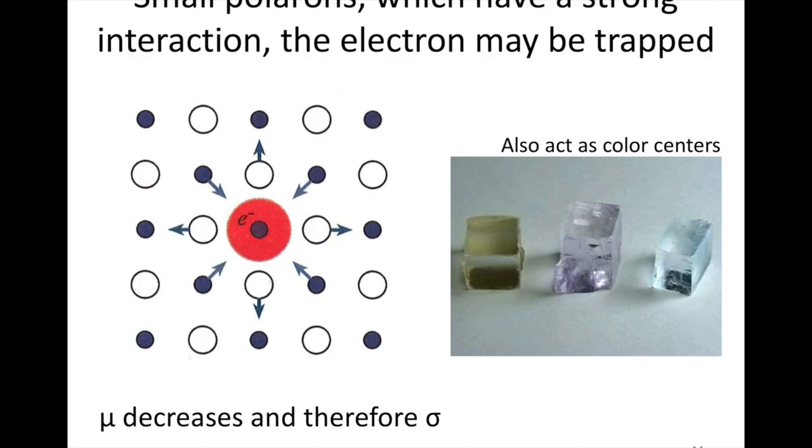And so since it's trapped there, it has a really strong interaction, so it's going to take a lot of energy to get that electron to go to another site. But it does so by hopping. So that extra electron could try to hop to another site, but we're going to have to put a lot of energy into that to get that to happen.